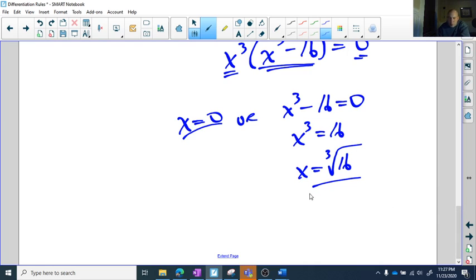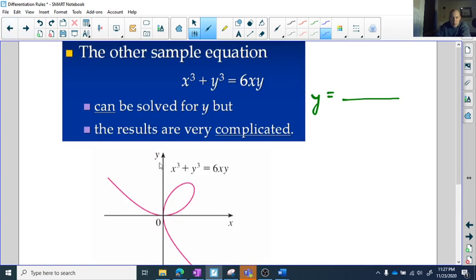Now, cube root of 16, let me guess. So cube root of 16 is 2 point something. Let's go back and look at that graph and see. So 0 and 2 point something. So 0, yeah, it does look like if I drew a tangent there, it'd be horizontal. And this point right here looks like the other one, so assuming that that's our 2 point something. And those are just the 2 points where you would draw horizontal tangents.